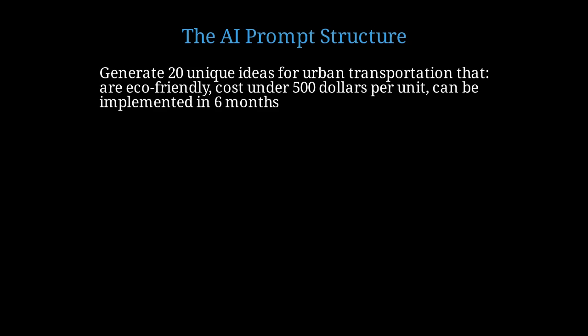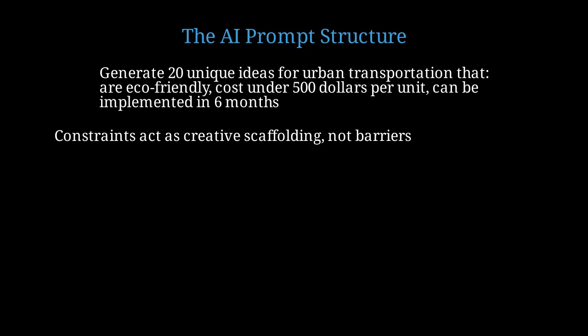Notice the specificity. We define the domain, quantity, and exact constraints. These constraints act as scaffolding for creativity. Without them, the AI might generate everything from hyperloops to teleportation, which aren't actionable. With constraints, we get practical, evaluable ideas.